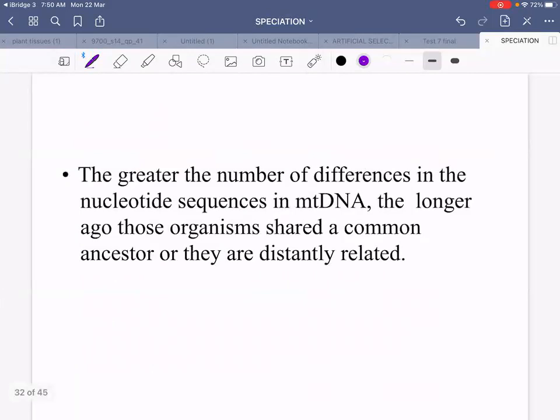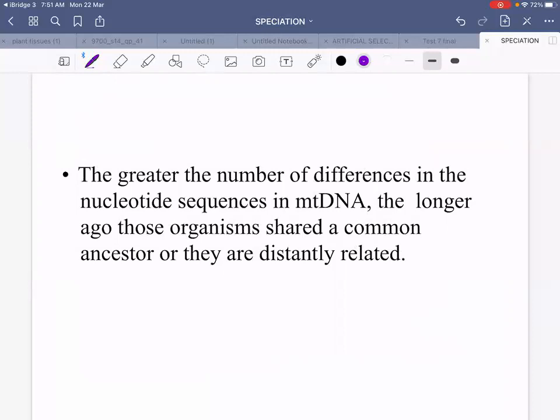अच्छा. And again, जब हम cytochrome C देख रहे थे, तो I told you that the greater the difference in the number of the amino acid residues, the more far apart those two species are away from each other as far as their evolutionary relationship is concerned. इसी तरह से, when we study the nucleotide sequence of mitochondrial DNA between two species, the greater the number of differences in the mitochondrial DNA, the longer ago those organisms shared a common ancestor or they are distantly related.